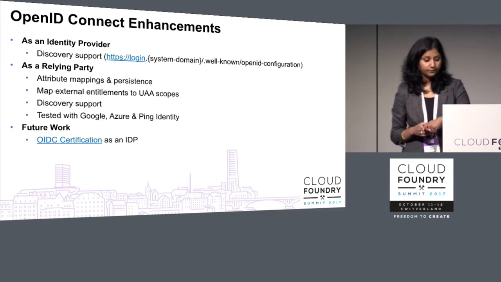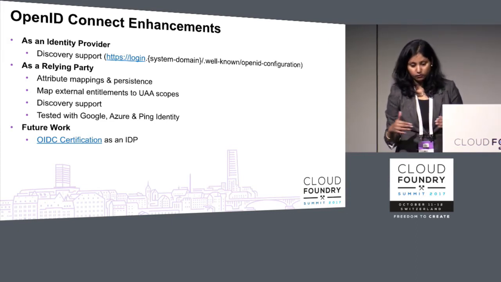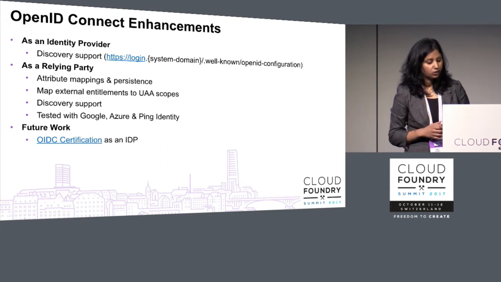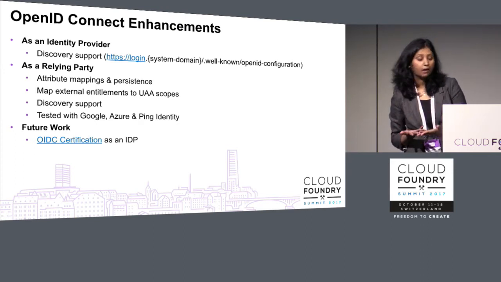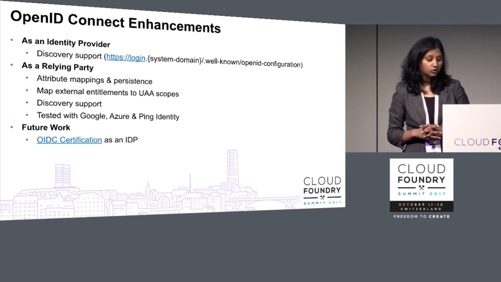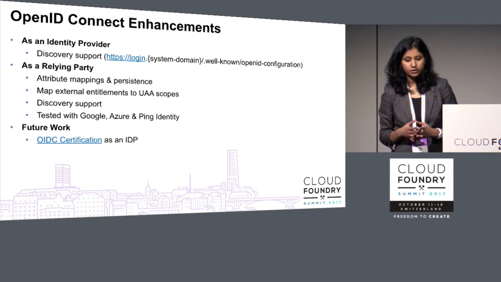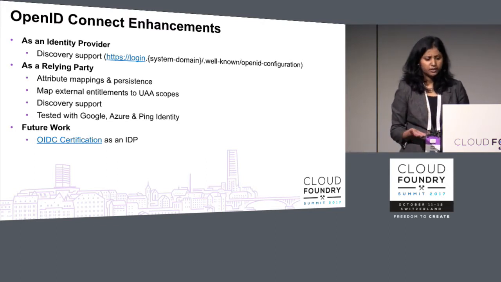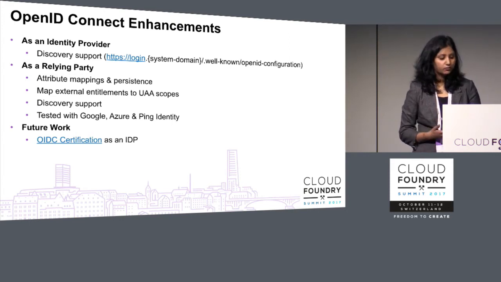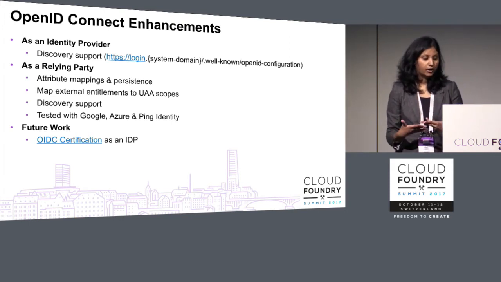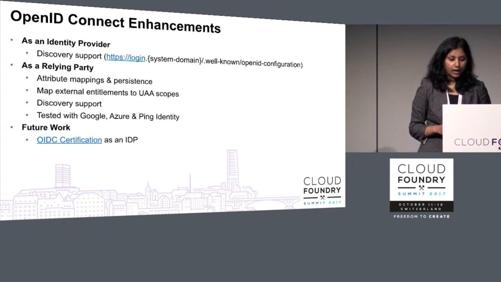As a relying party, we have added support for onboarding external providers like Google and Azure. Azure, for example, supports OpenID Connect and SAML, so we can connect with both. Azure can expose Active Directory via an OpenID Connect connection also. And Ping Identity is one more heavily used enterprise product for Federation, and it also supports OpenID Connect. We've tested with all three of them for our OpenID Connect relying party.